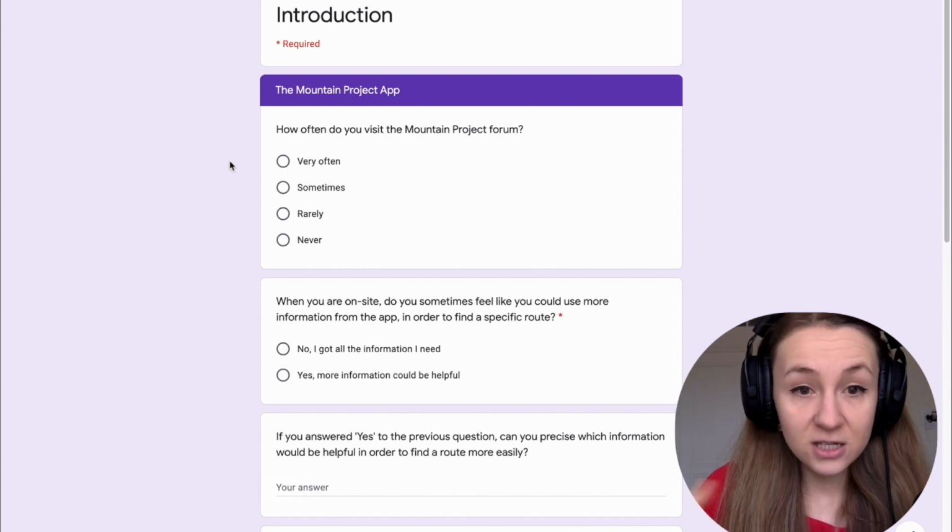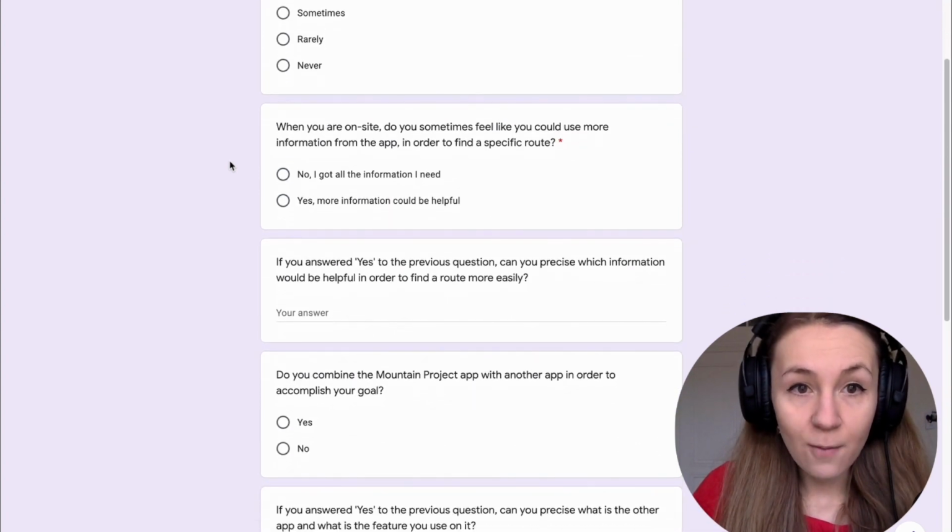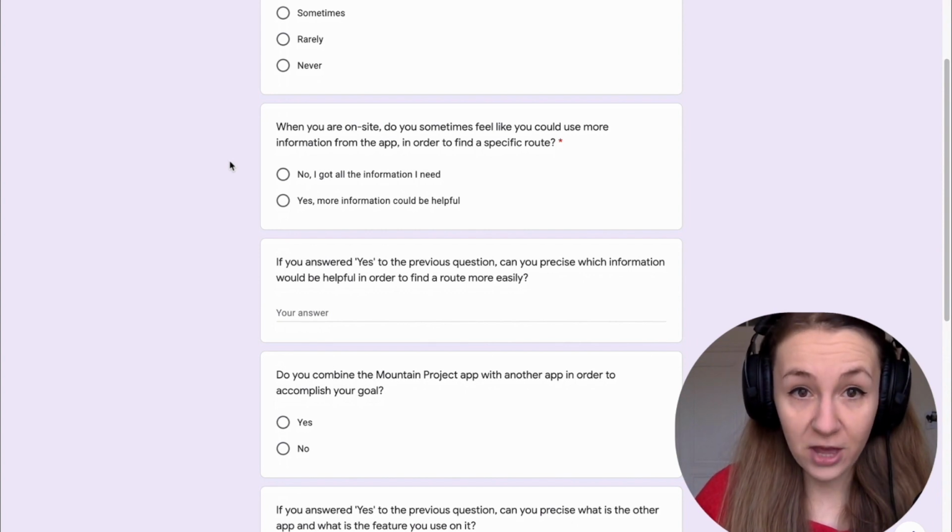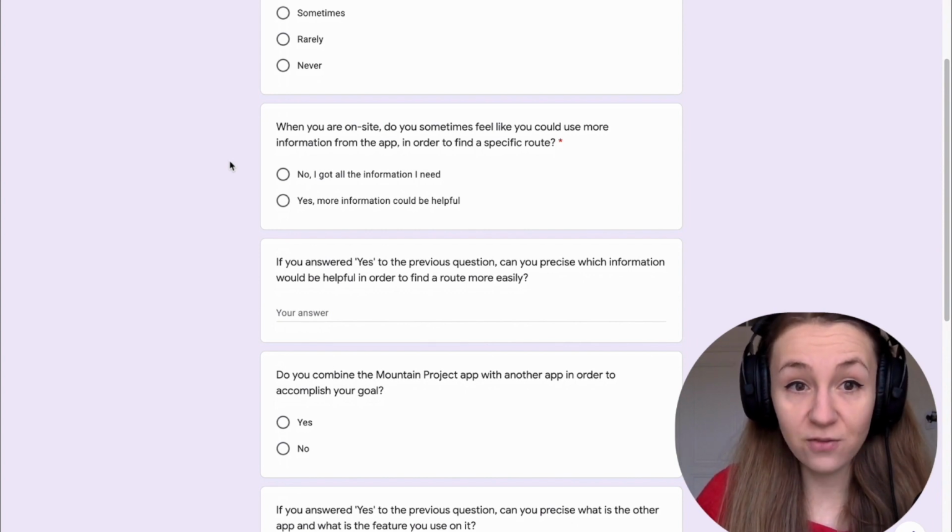Good example. Let's proceed to the next questions. When you are on site, do you sometimes feel like you could use more information from the app in order to find a specific route?